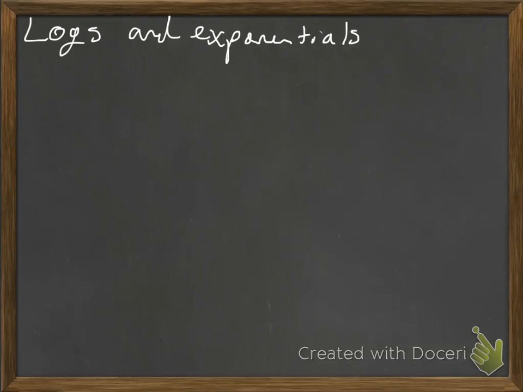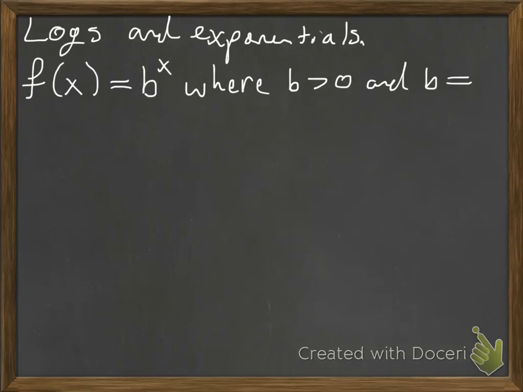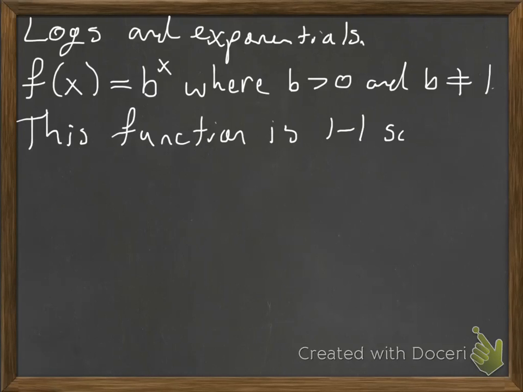Okay, let's do a little review of logs and exponential functions. So in class we had an exponential function b to the x, where b was greater than 0 and b was not 1. When we did the graphs of these, they all were 1 to 1, and that was one of the properties that we assumed about this.